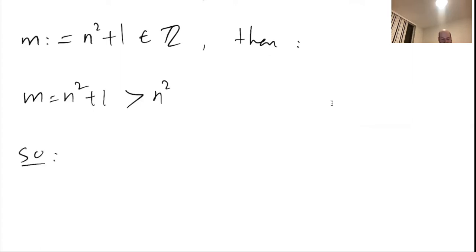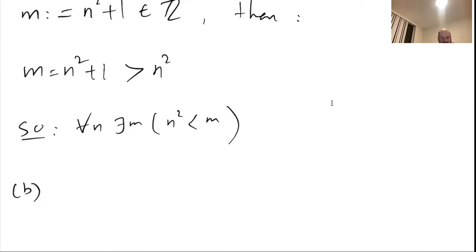So that means, for every n in Z, there exists m such that n squared is less than m. You wanted to choose at least one m value that is bigger than n squared, and we did that. The m value that we chose was n squared plus 1. All right.